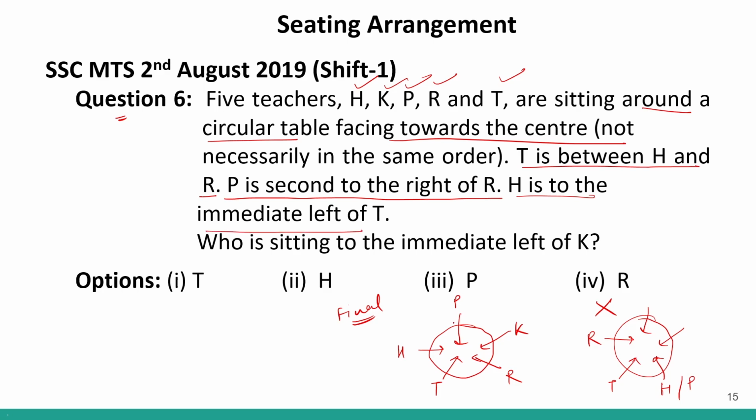Another information is given to us. H is to the immediate left of T. This is clear from the diagram. This much information was only required. This is basically redundant in nature, but this is there to confirm to you that this is the correct diagram.